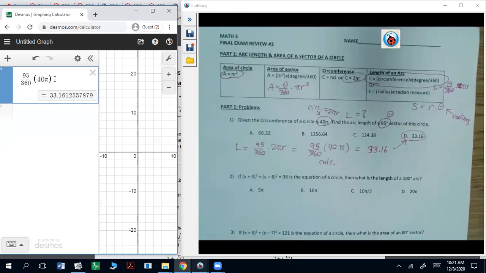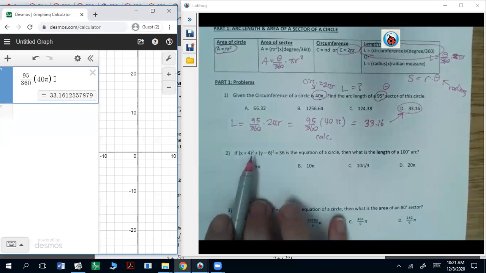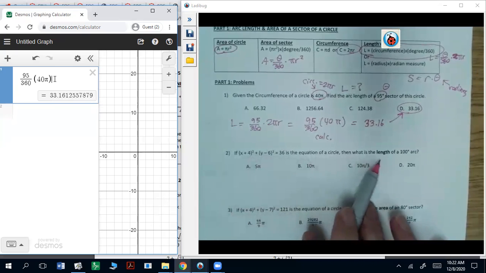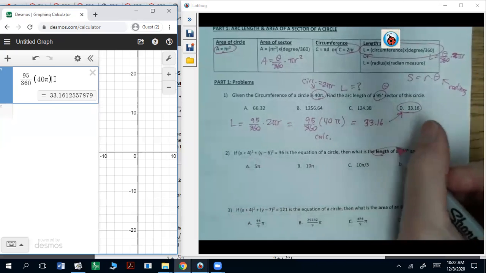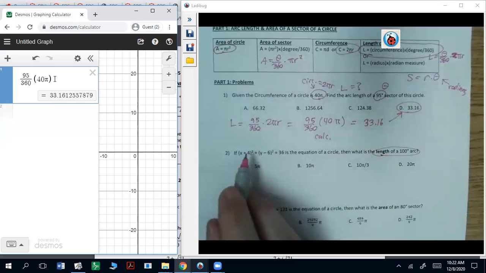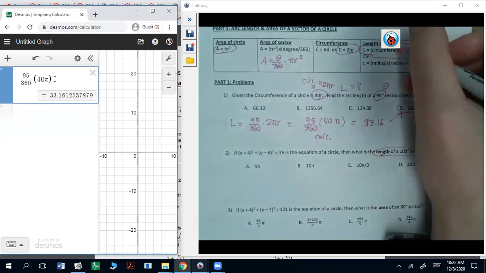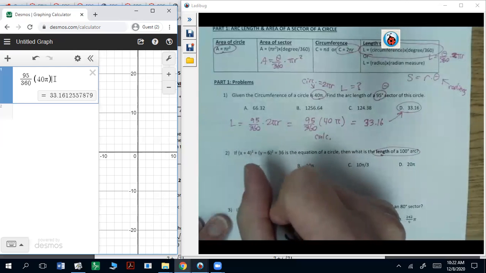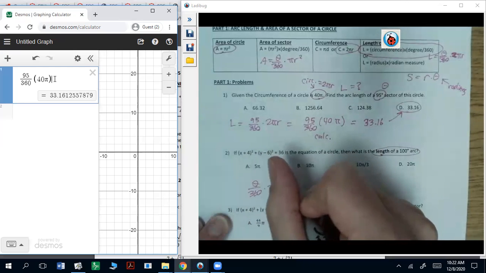Question 2. If (x plus 4) squared plus (y minus 6) squared equals 36 is the equation of a circle, what is the length of a 100-degree arc? Well, we got a lot of information here, but the formula for length of an arc in degrees is degree over 360 times 2 pi r.